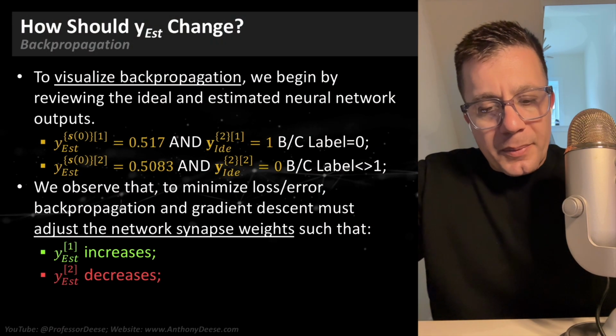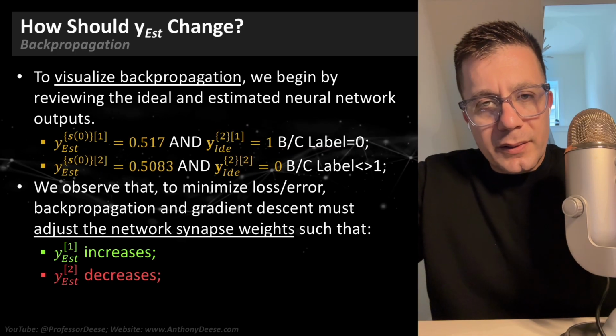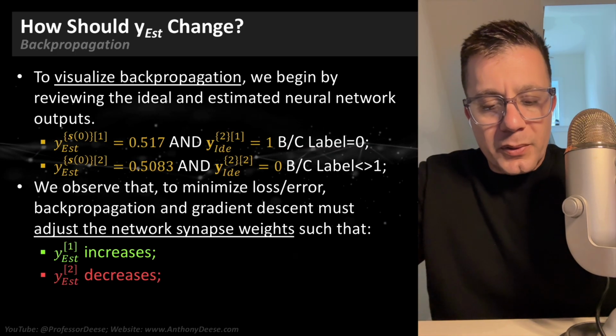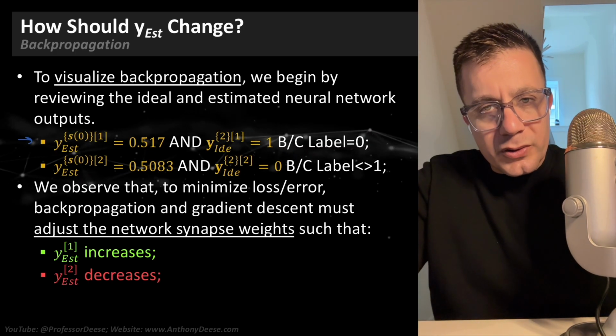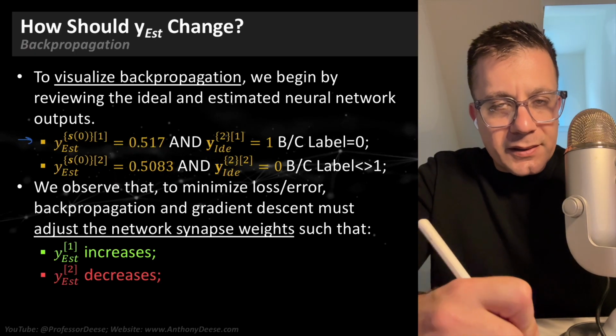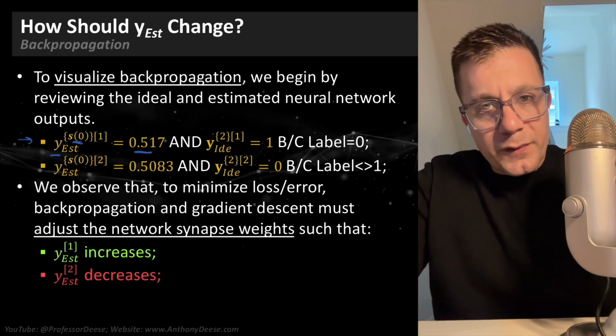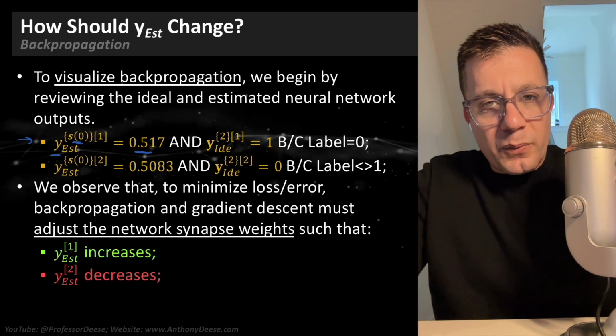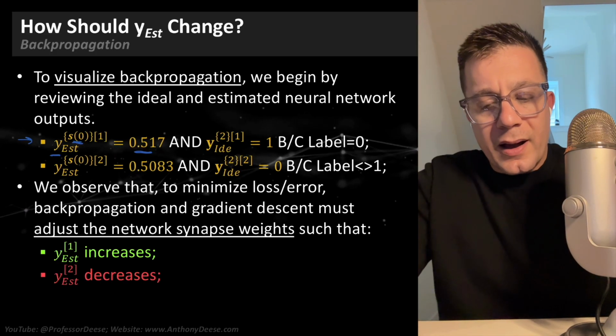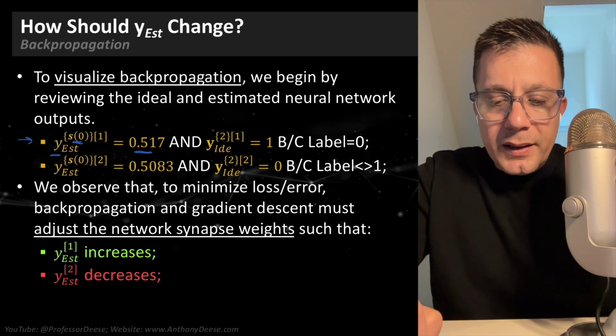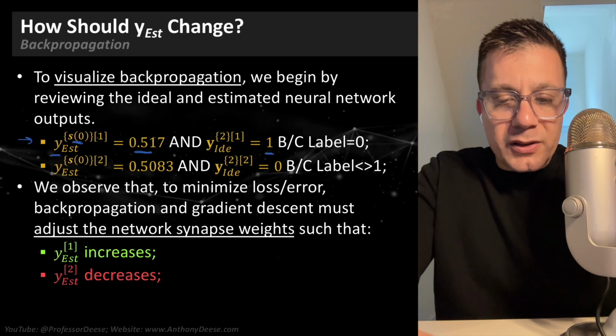To visualize backpropagation, we begin by reviewing the ideal and estimated or calculated neural network outputs. So here we see the first element of the output array. We have the estimated or the calculated value associated with iteration 0. And the neural network, following the forward pass, generated a value of 0.517, and we just demonstrated how to calculate that. The ideal value is 1, because the handwritten value, as we saw, is a 0.